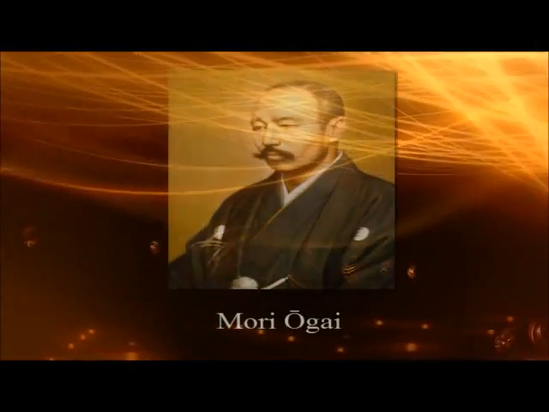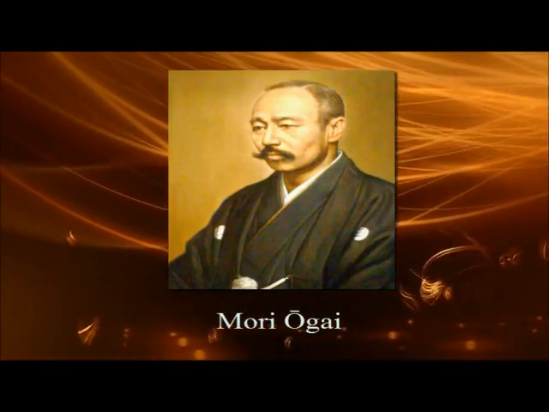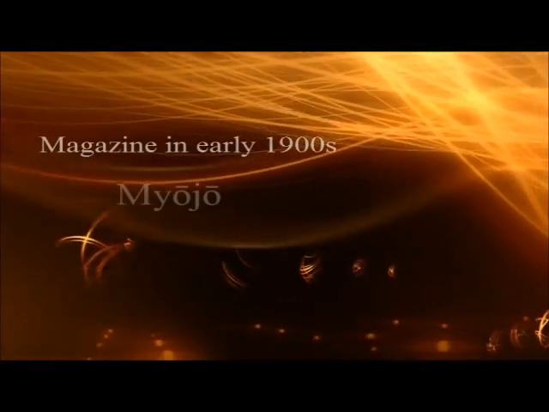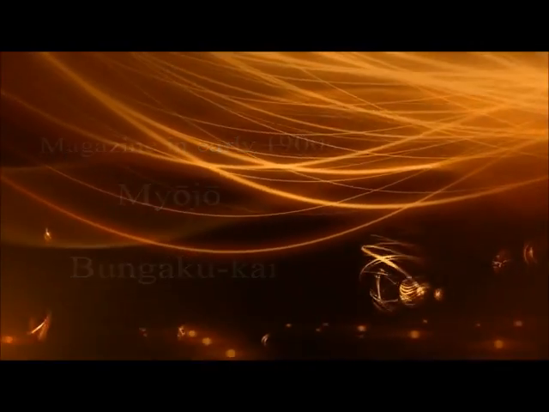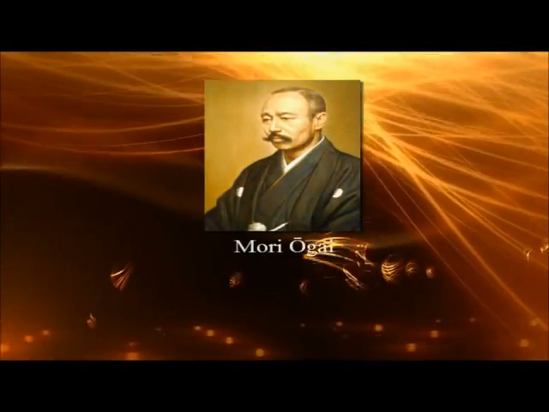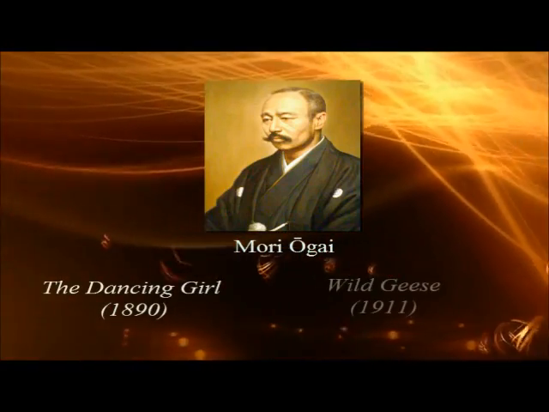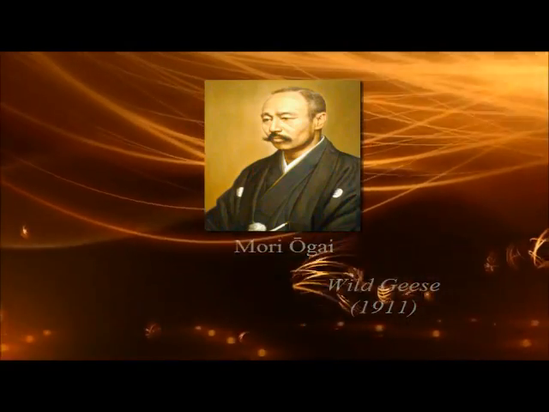Romanticism was brought in by Mori Ogai with his anthology of translated poems, 1889, and carried to its height by Toson Shimazaki and the magazines Myojo and Bungakukai in the early 1900s. Mori also wrote some modern novels including The Dancing Girl, 1890, and Wild Geese, 1911, then later wrote historical novels.